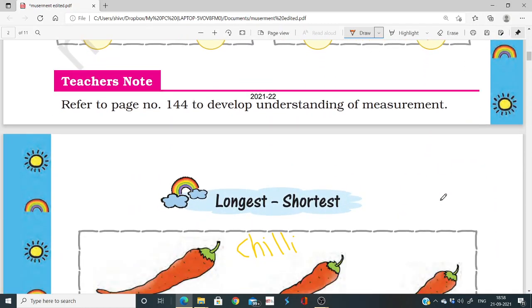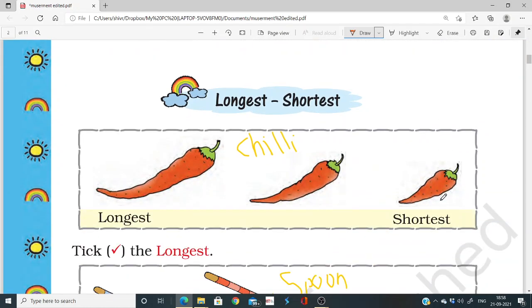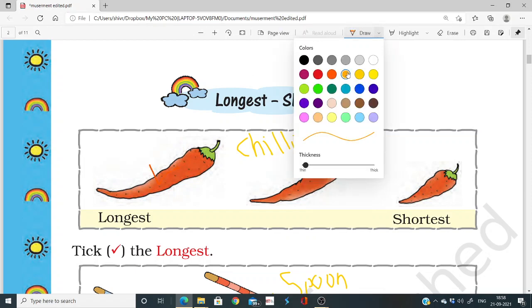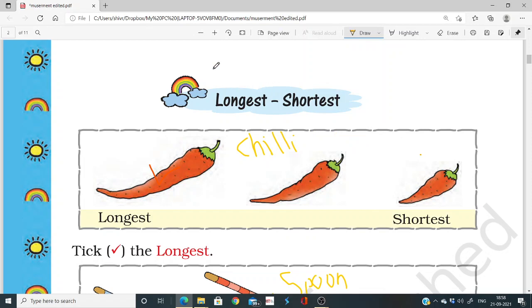Now here you can see a picture of jelly. This is the picture of jelly, right? Read first: longest and shortest. Our headline is longest and shortest.